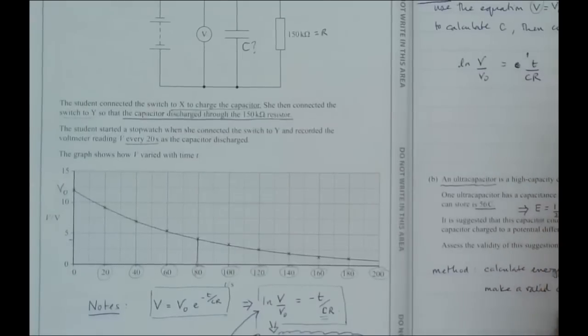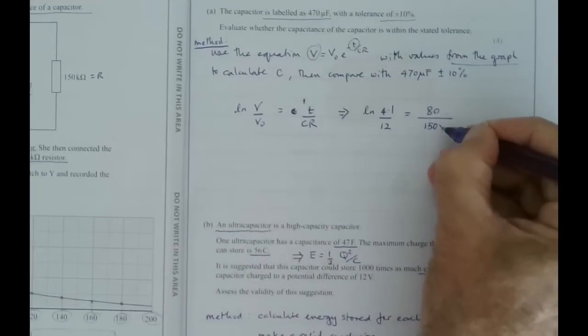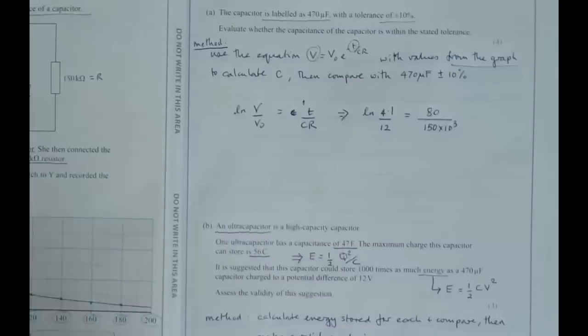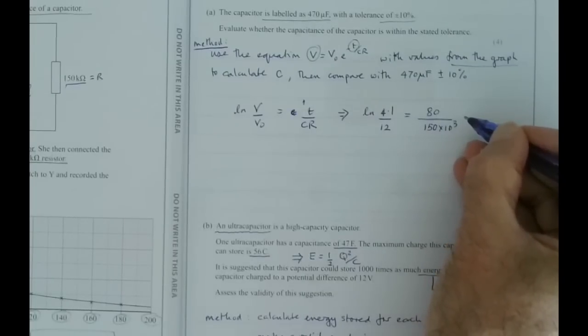So, the way they've done it, they've put the value all in one go, so you've got to put ln of 4.1 over 12, which was the starting voltage, the peak value, which you also get from the graph, is equal to 80 seconds from the graph, over the resistance value, 150 times 10 to the 3, because it's in kilo ohms, yeah, so 150 times 10 to the 3, and that is multiplied by C.